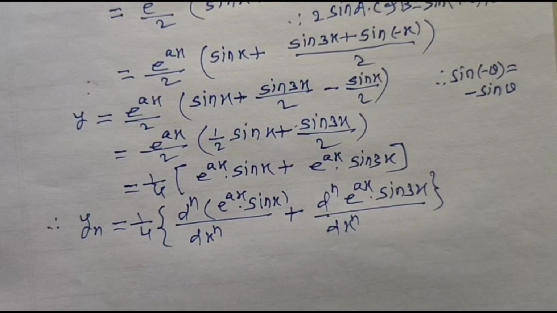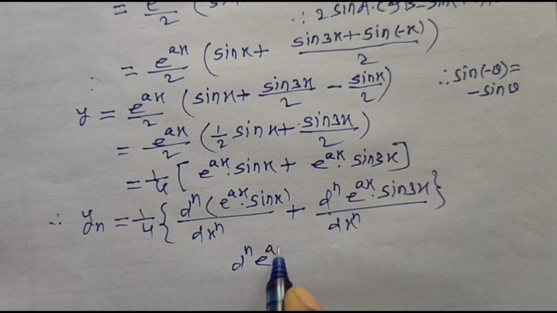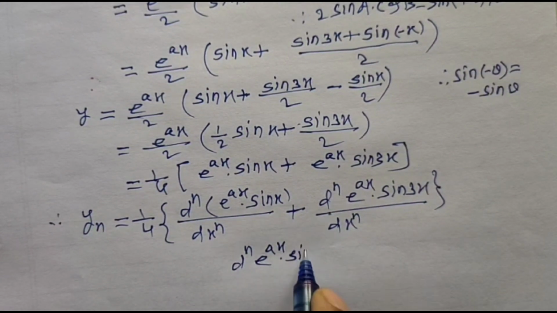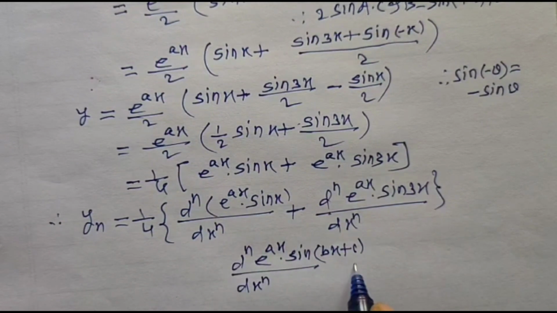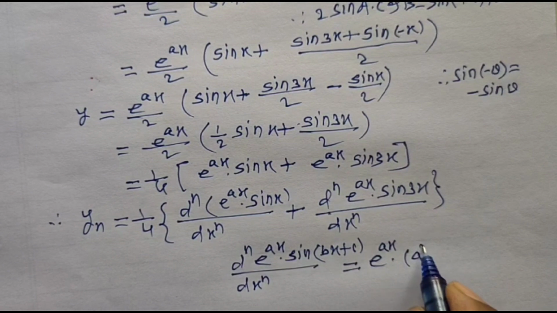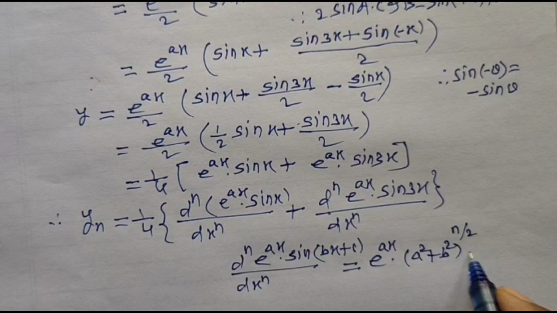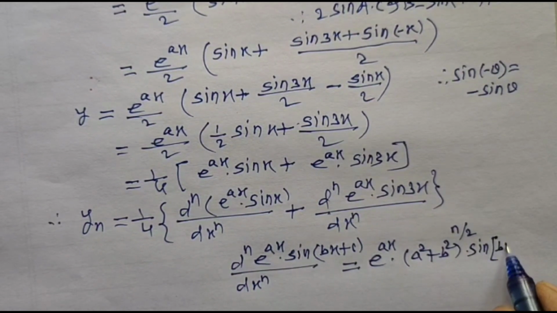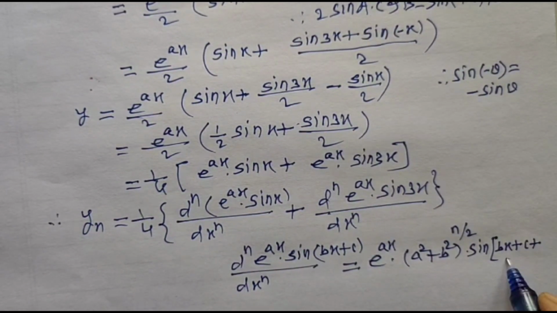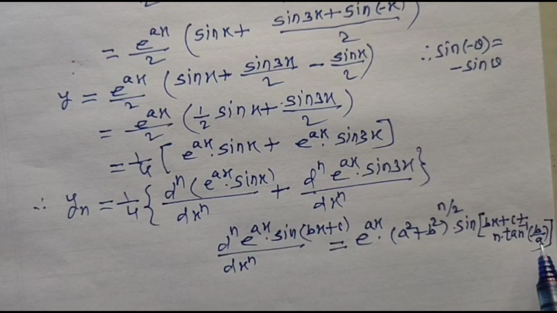We have to apply this differentiation formula, that is, the nth derivative of e to the power ax into sin of bx plus c. This is equal to what? e to the power ax into a square plus b square to the power n upon 2 into sin of bx plus c plus n times tan inverse b upon a. We have to apply this formula.